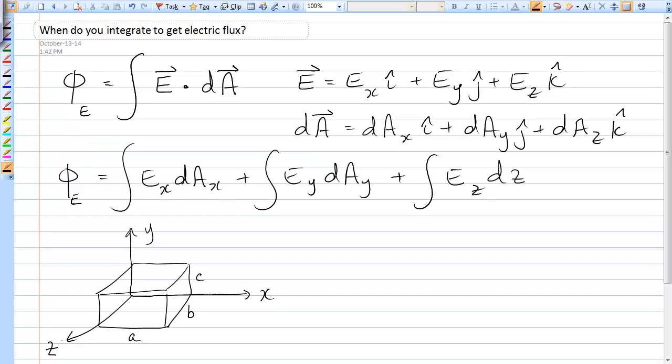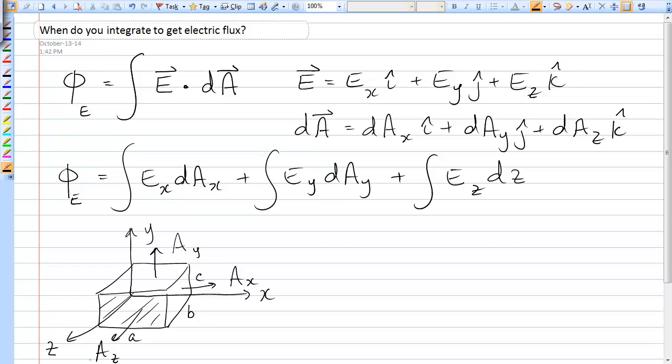So each of these faces of this box has an area vector, and if it points in the y direction, it would be Ay. If it points in the x direction, it would be Ax, and if it points in the z direction, it's Az. So those faces each have a unique direction for their area vectors. So let's just take one face. Let's say we just take the front face of this box.